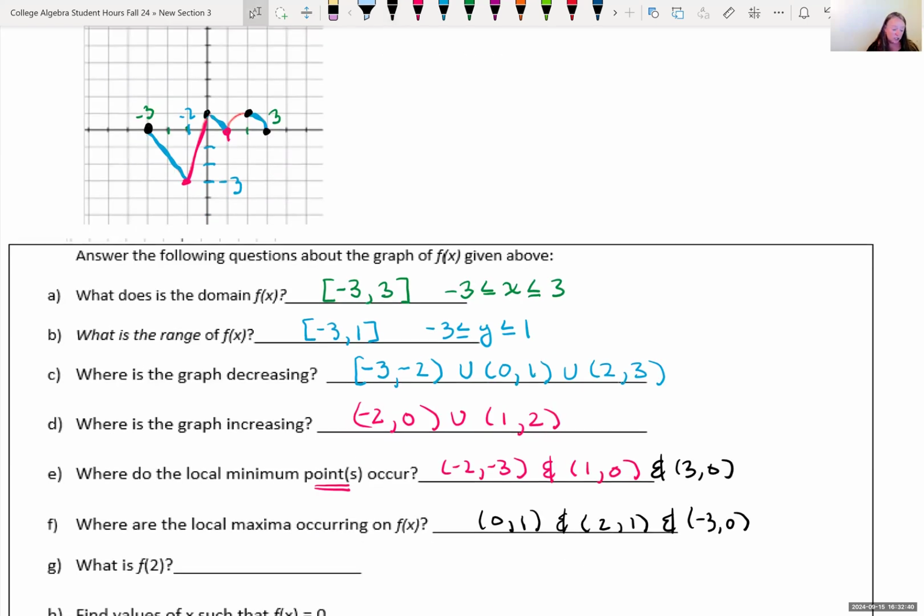It wants to know what f of 2 is. So that's asking me what is my y value when x is 2. Well, looking at this graph, my y value when x is 2 is 1.